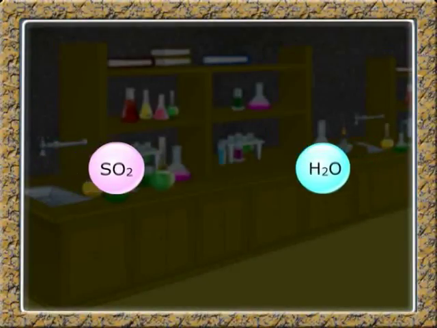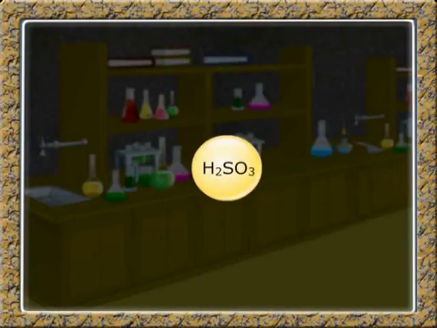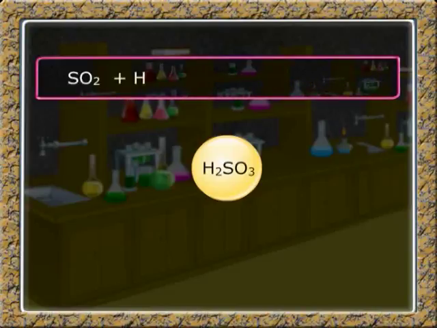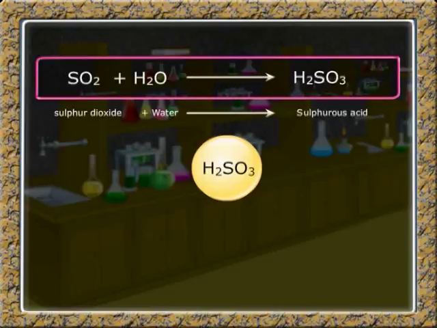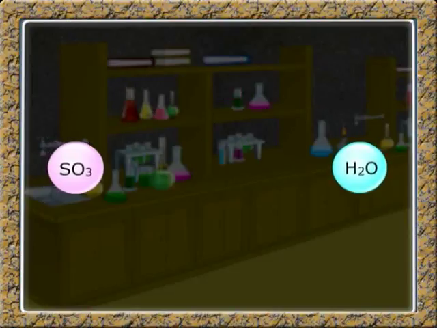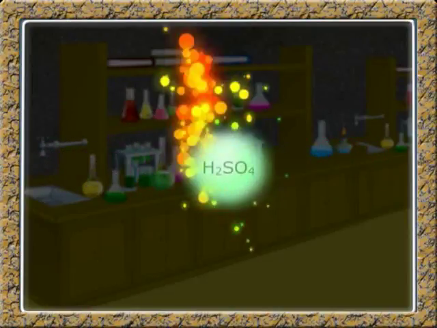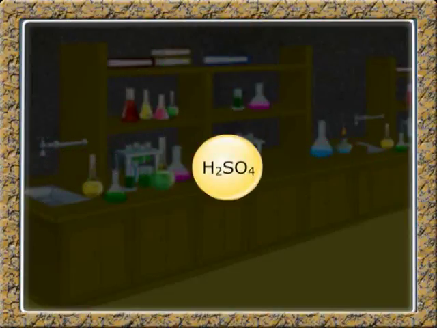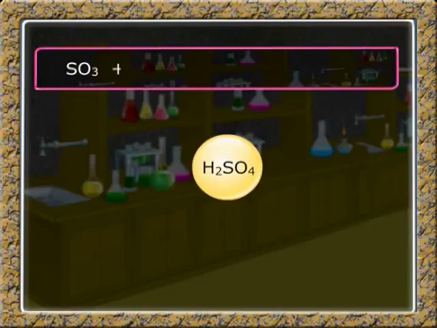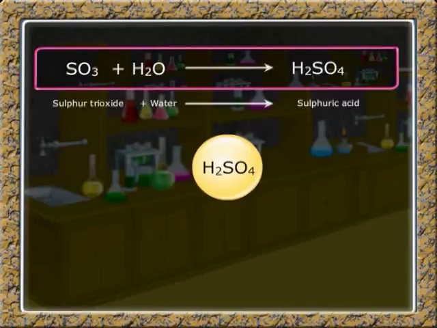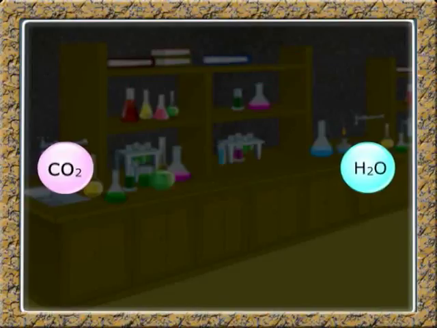When sulfur dioxide dissolves in water, it forms sulfurous acid. That is, SO2 plus H2O gives H2SO3. Here, sulfur dioxide is a non-metallic oxide. When sulfur trioxide dissolves in water, it forms sulfuric acid. That is, SO3 plus H2O gives H2SO4. Here, sulfur trioxide is a non-metallic oxide.